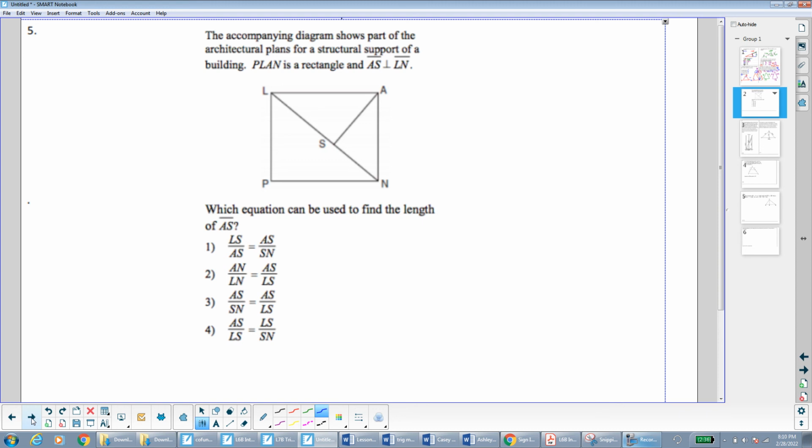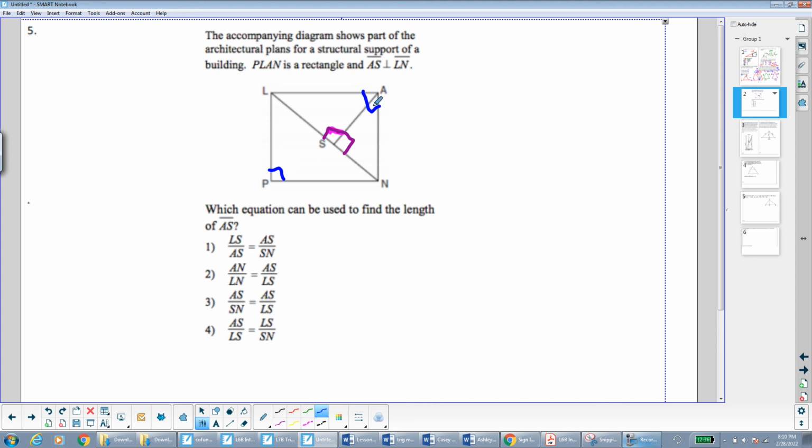The accompanying diagram shows part of the architectural plans for a structural support of a building. Plan is a rectangle, and AS is perpendicular to LN. So since AS is perpendicular to LN, I'm just going to put in my right angles here. And since we know that plan is a rectangle, I know that there are 90-degree angles in the corners. I can put that in all of the corners. I can put it here.